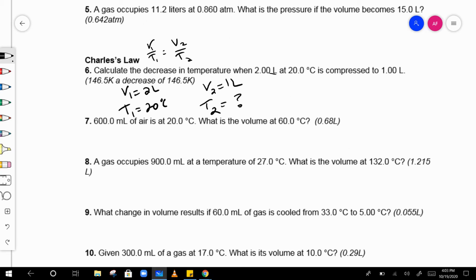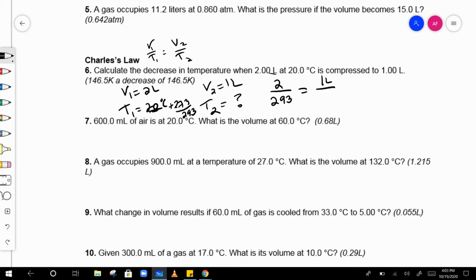Okay. Now, a little bit of a problem here is that our temperature is in Celsius. We need to convert that to Kelvin. So in order to convert to Kelvin, we just add 273. So we get 293. Okay, so V1 is 2 liters. T1 is 293.